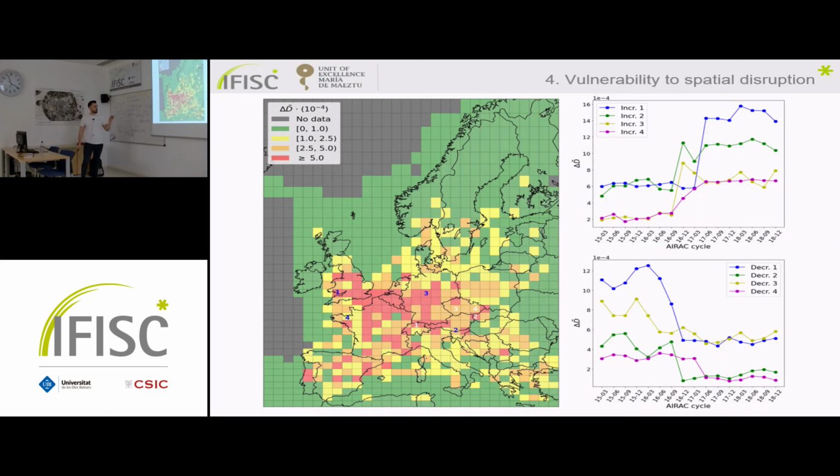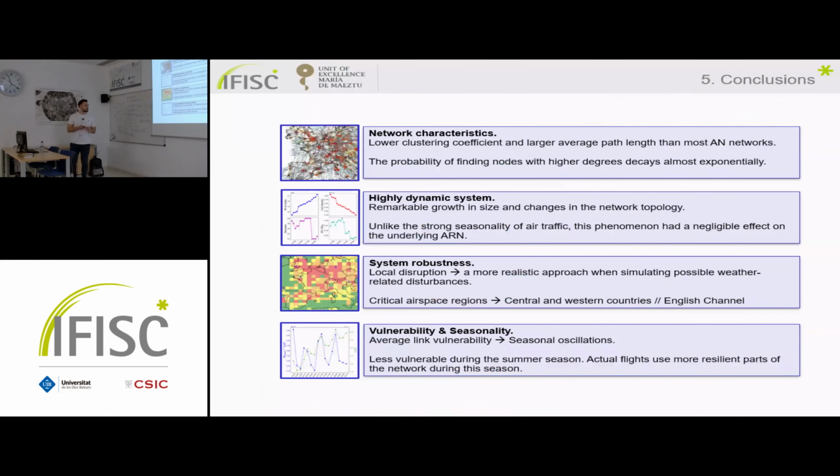With the white and blue numbers, we present the most increasing and most decreasing regions in terms of vulnerability. And we observe that, surprisingly, there are some regions presenting abrupt transitions in the vulnerability values around late 2016, early 2017. So with this, I conclude the presentation, but before that I will give the main conclusions of the work.